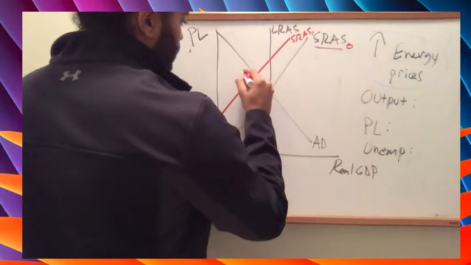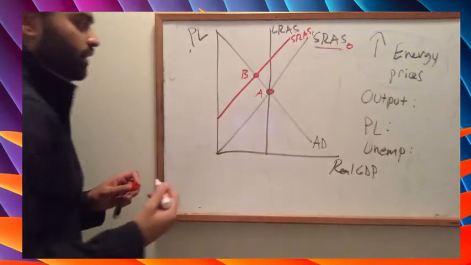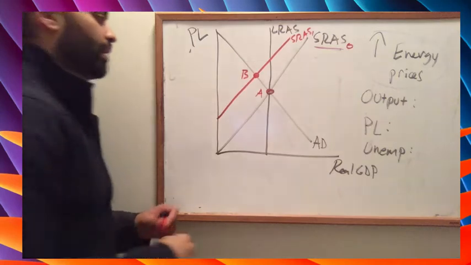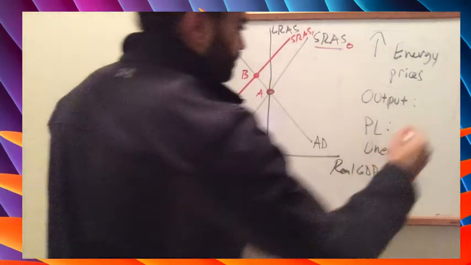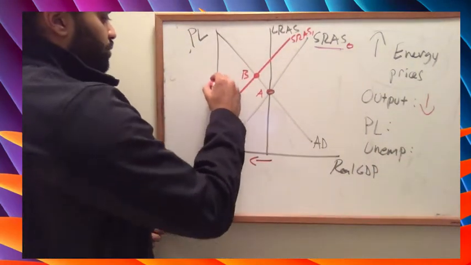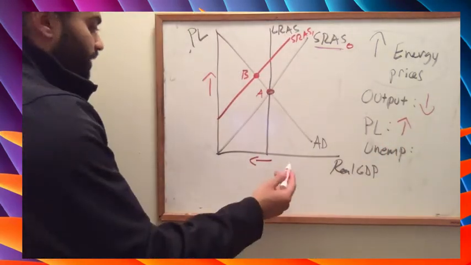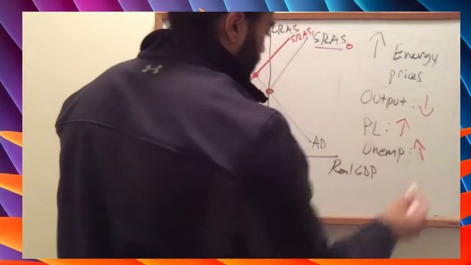So this is our new point. We'll call this point B. This was point A. Now we're going to do some analysis. What happened to output? We see output decrease. What happens to price level? Price level increases. Now, what happened to unemployment? If output decreases, that means unemployment is increasing.